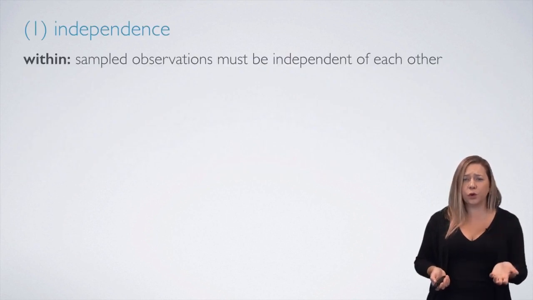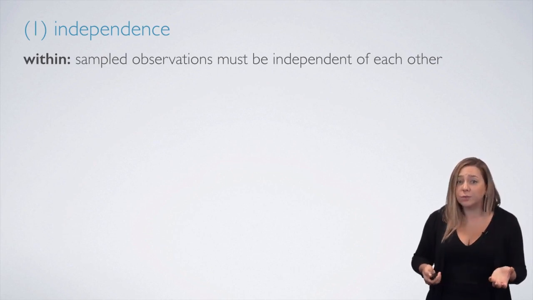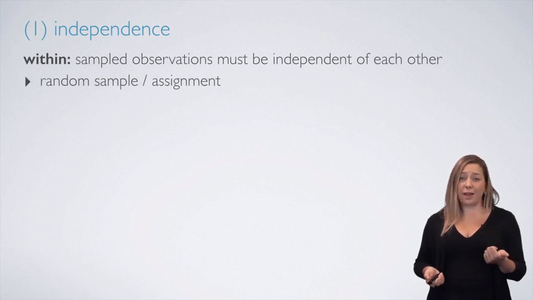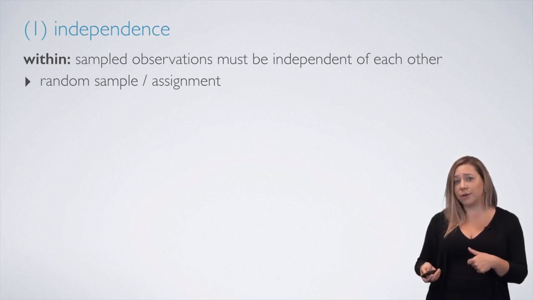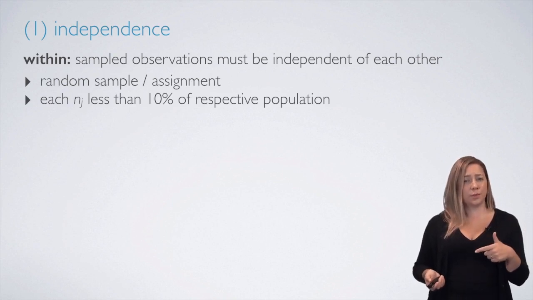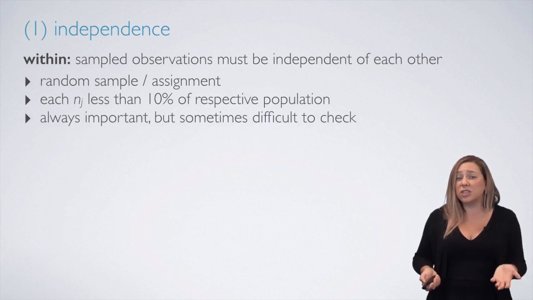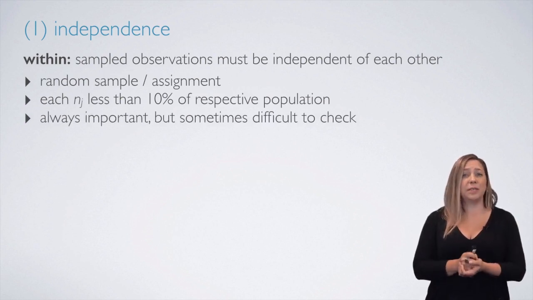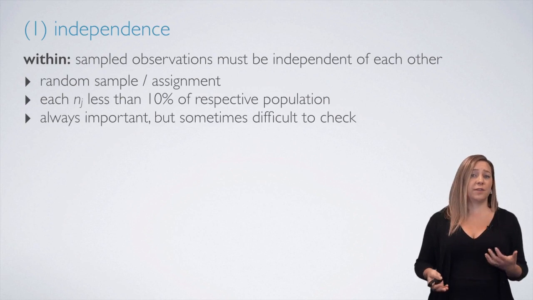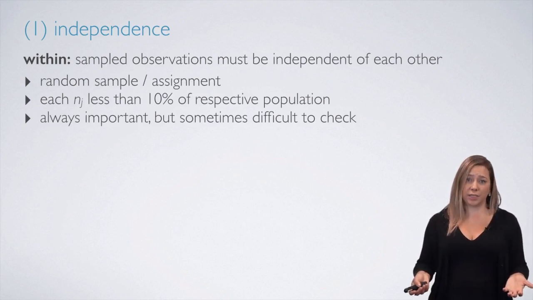Let's start with the independence condition. Within groups, we want the sampled observations to be independent, which we can assume to be the case if we have random sample or assignment, depending on whether we have an observational study or an experiment, if each sample size is less than 10% of its respective population, if we have sampled without replacement. And this condition is always important, but sometimes it can be difficult to check if we don't have sufficient information on how the study was designed and how the data were collected.